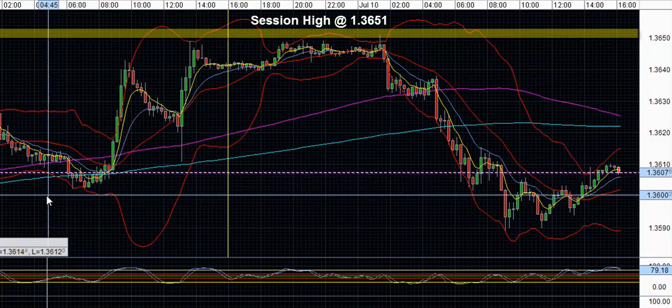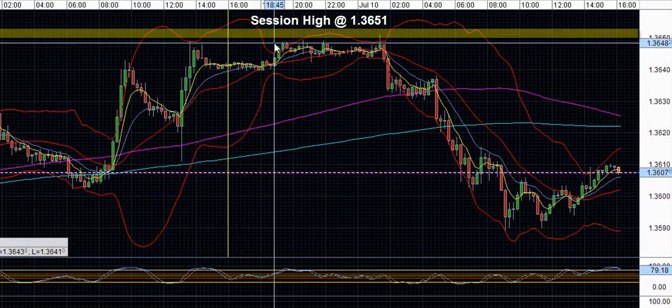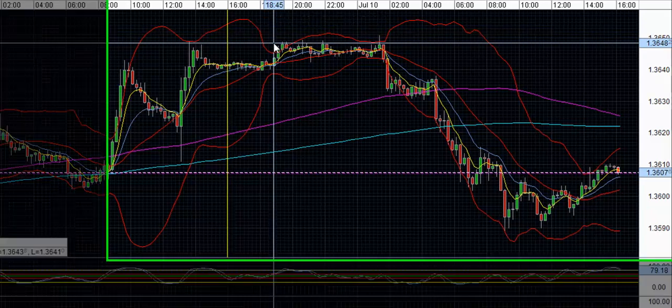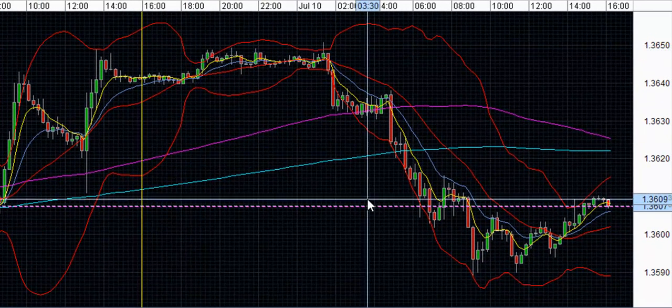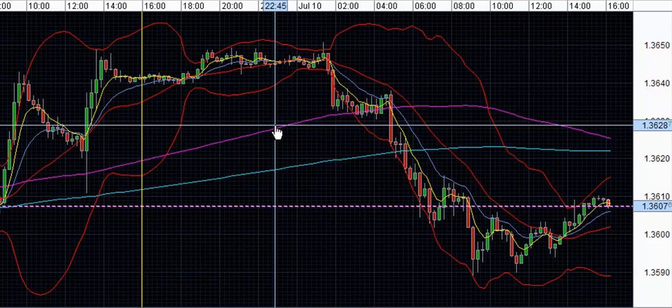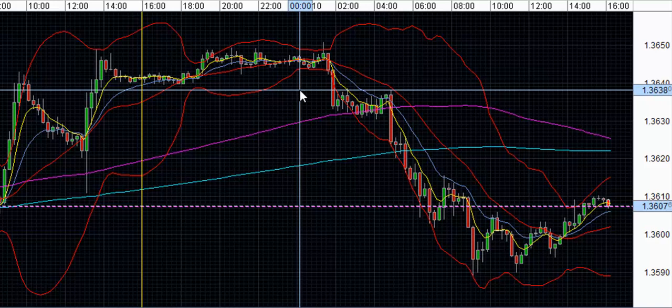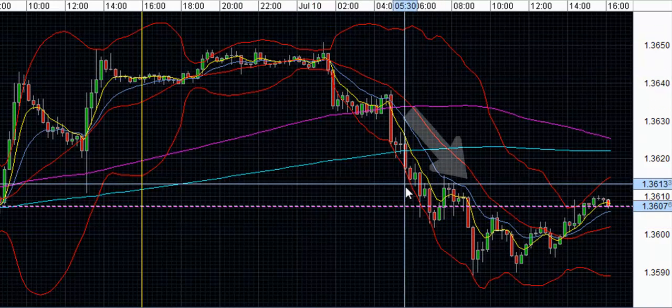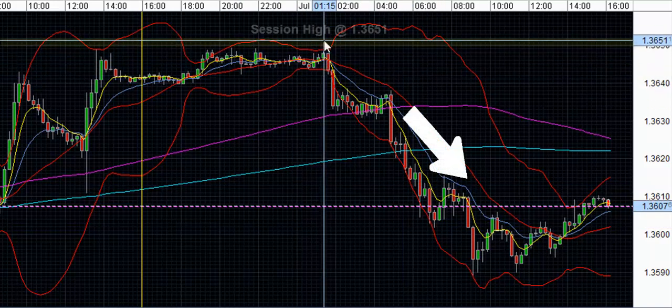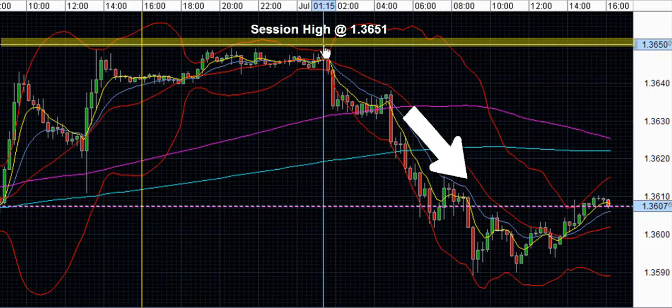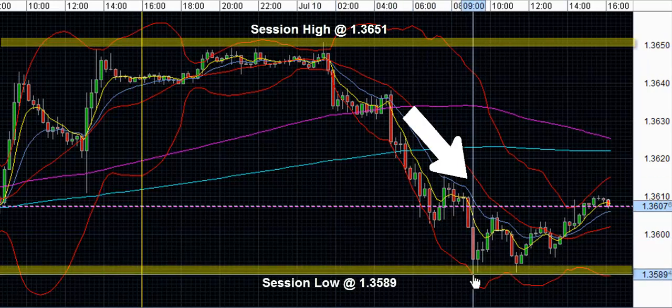But of course, we saw this dollar weakness kick in. But if you look at today, something completely different happened. Of course, the trading landscape is different, and we saw a reversal in sentiment, and the common currency fell from the session high here at around 36.51 all the way down to the session low at 35.89 for about 62 pips.